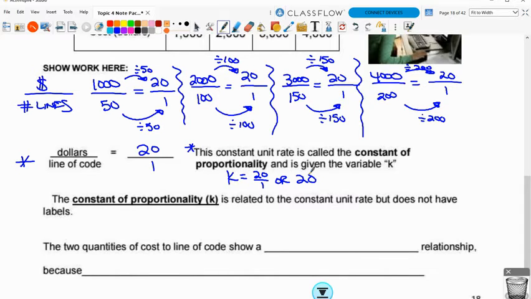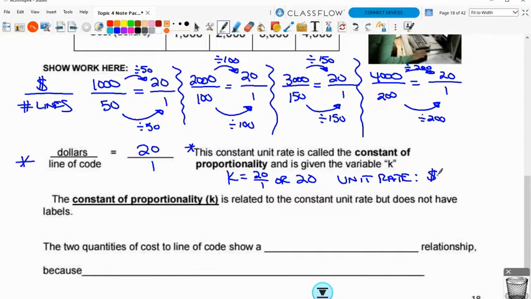The constant of proportionality k is related to the constant unit rate, but it does not contain the labels. So if they only wanted the constant of proportionality, just give me that number, 20 over 1 or 20. If they wanted the unit rate, that's when you would tell me what the unit rate is. Let's write the unit rate over here. What does 20 over 1 mean in this example? Well, 20 was your dollars.